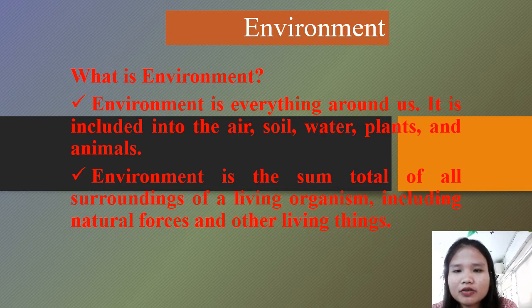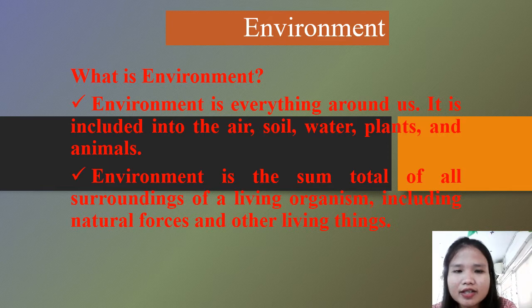Now we are going to learn about the environment from chapter 1. If you listen about environment, what do you know about environment? Environment is everything around us. It includes the air, soil or land, water, plants, and animals. So all of them are included in the environment.